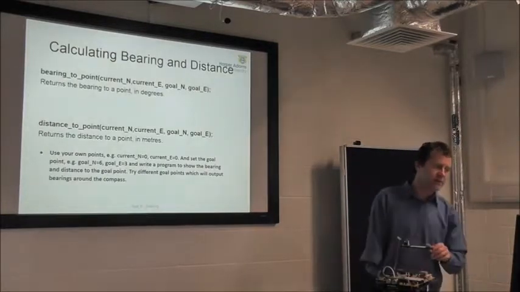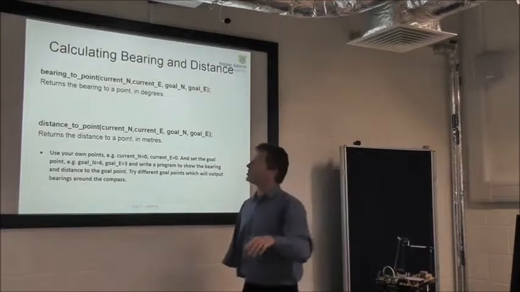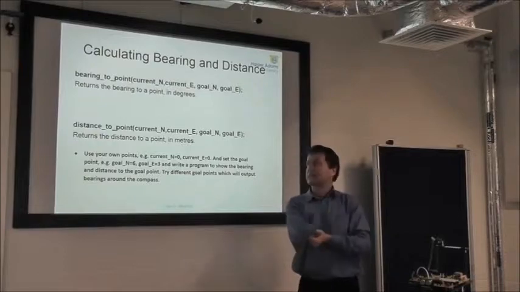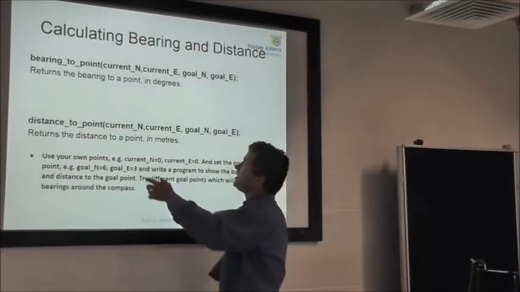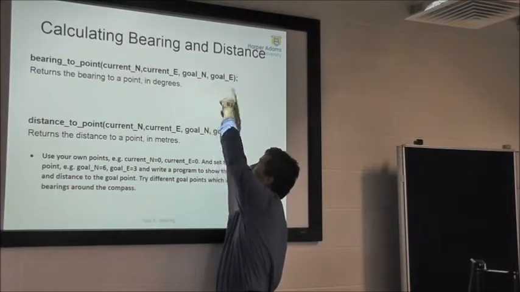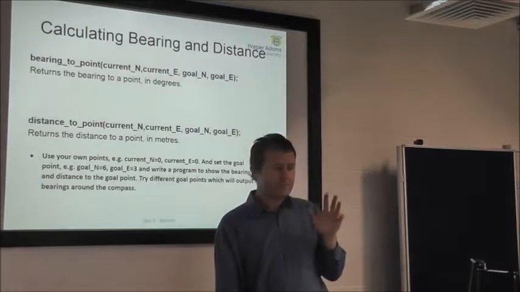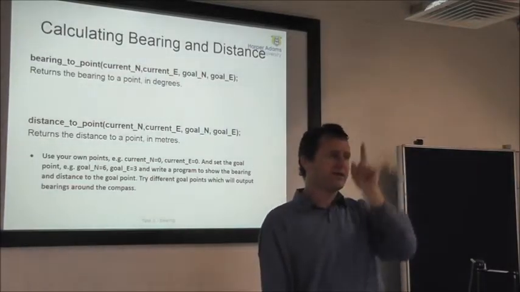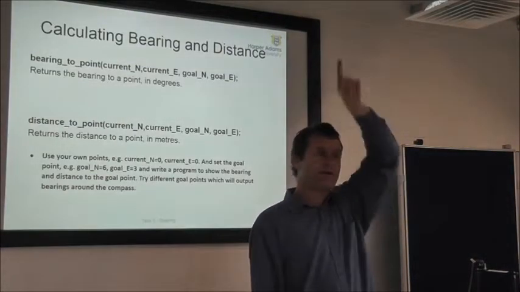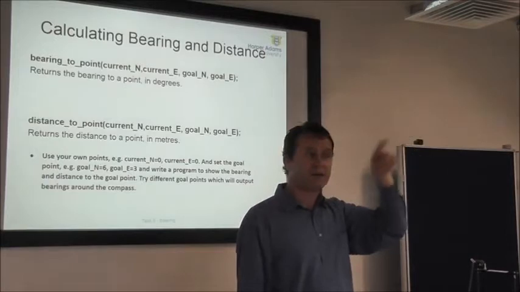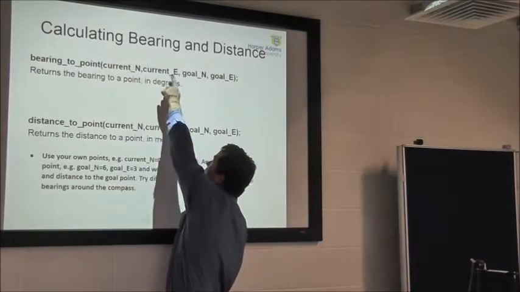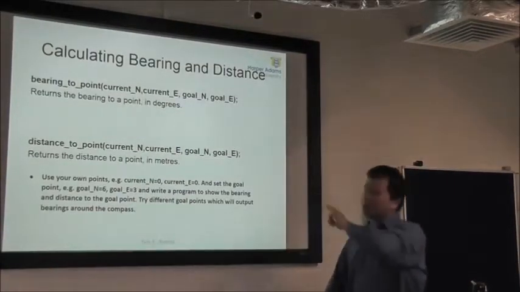But I've written a little function, and that is in your function reference, which is bearing to point. This is something I want you to be using in the next task as well, the next hour. Bearing to point takes in your current northing, current easting, goal northing and goal easting. Now, northing is actually on the y-axis, so let's get away from thinking of x and y for now. Northing is going up and down, and easting is going left to right. So, for the first bit, you would put in 3, 3, and goal northing and goal easting.